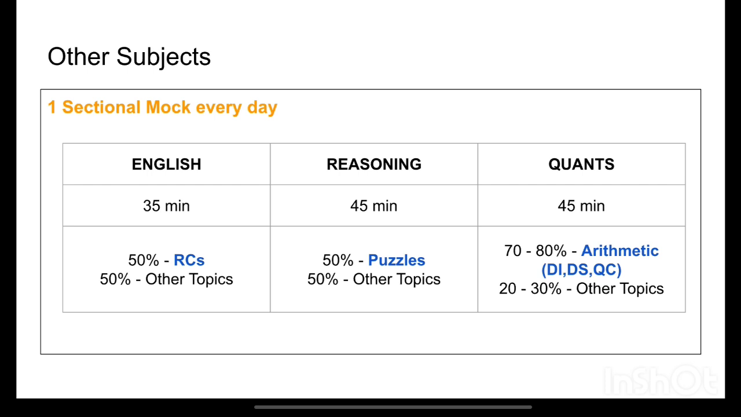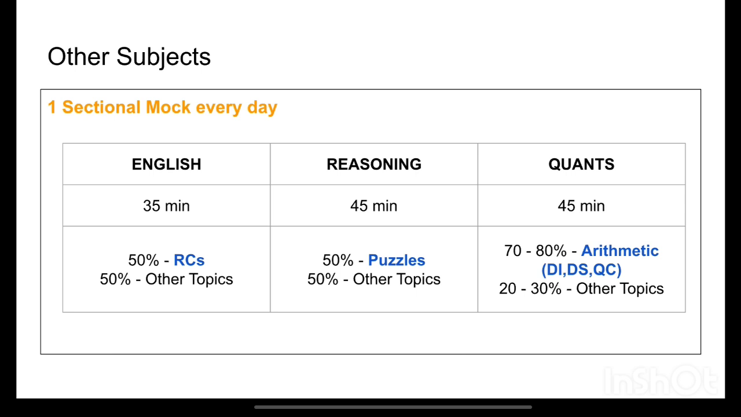After writing 2, 3, 4 sectional mocks, then you'll understand, okay, I need to modify this thing. Like I need to dedicate only 40% for RCs, 60% for other topics. Or some people might think I need to dedicate 60% for RCs and 40% for other topics. Based on your strength, based on your capability, you can modify this allocation of time. Once you attempt more mocks, you'll understand this thing. So every person has a different capability, so adjust according to your own skills. So that is for English.